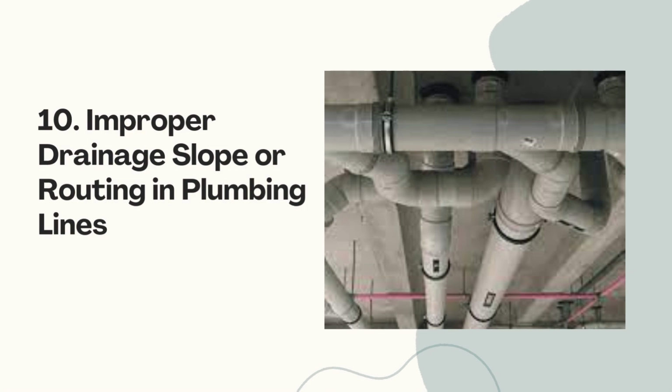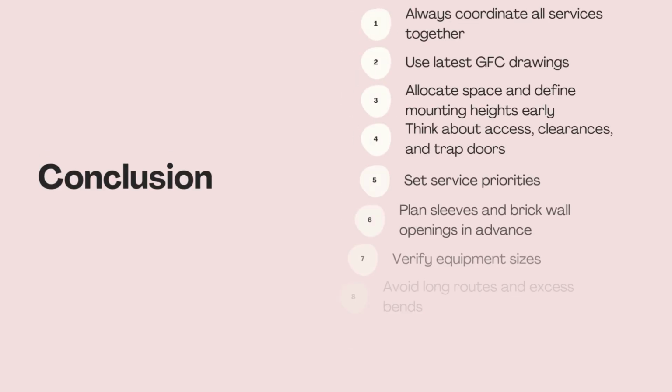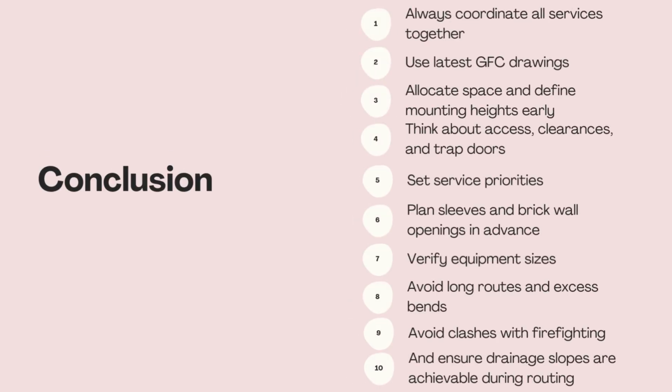In conclusion, we can say that these are 10 common MEP mistakes we discussed that can cost your time, money, and a lot of frustration. Let's quickly recap all the points. Always coordinate all services together. Use latest GFC drawings. Allocate space. Define mounting heights early. Think about access, clearance, and trapdoors.